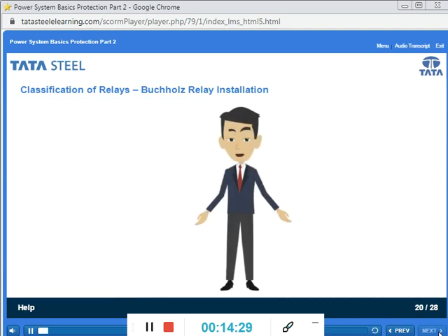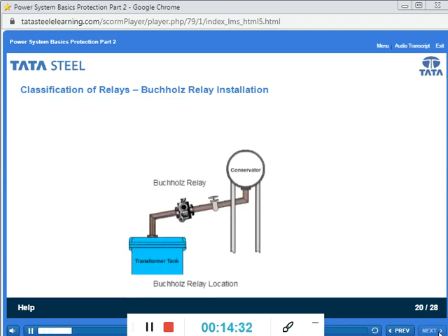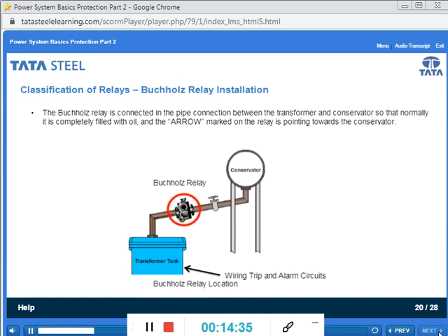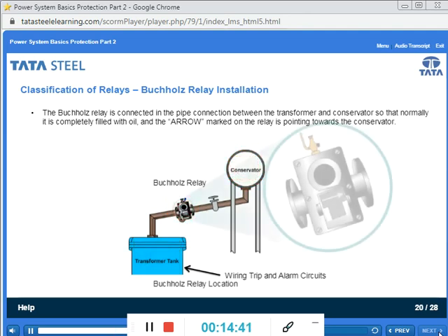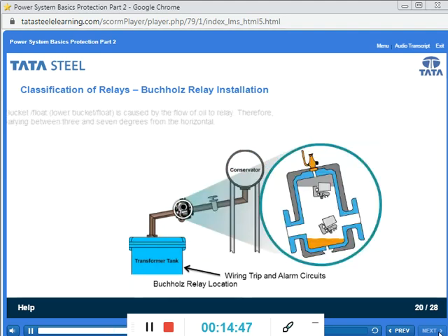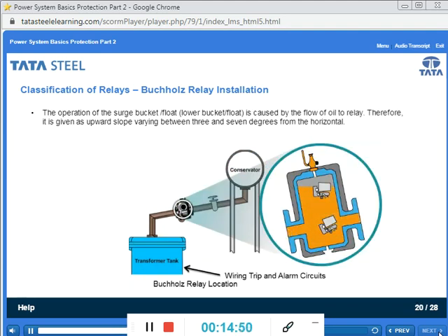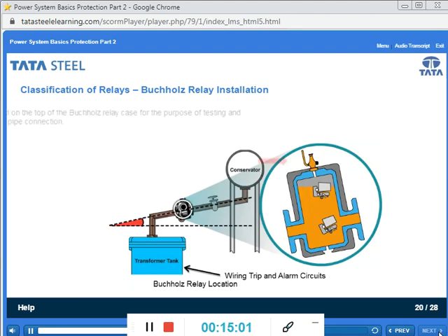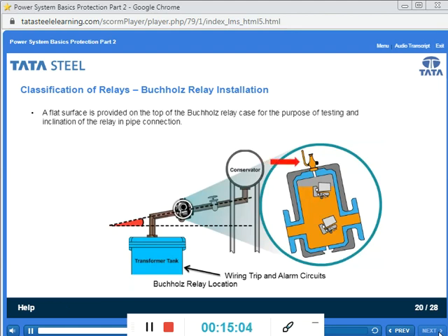Let us now look at the installation of the Buchholz relay. As you can see here, the Buchholz relay is connected in the pipe connection between the transformer and conservator, so that normally it is completely filled with oil and the arrow marked on the relay is pointing towards the conservator. The operation of the surge bucket or float, lower bucket or float, is caused by the flow of oil to the relay. Therefore, it is given an upward slope varying between 3 and 7 degrees from the horizontal. A flat surface is provided on the top of the Buchholz relay case for the purpose of testing the inclination of the relay in the pipe connection.